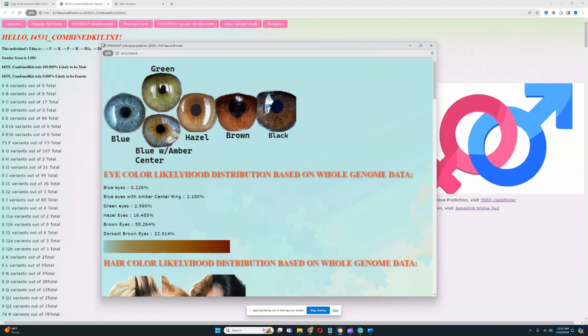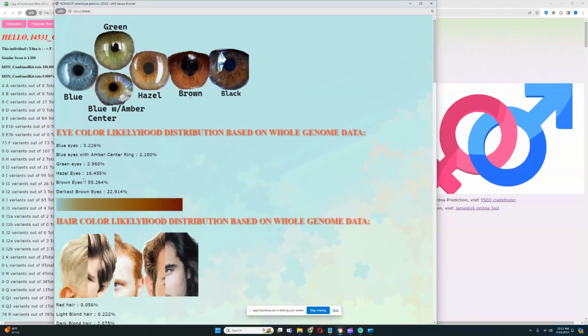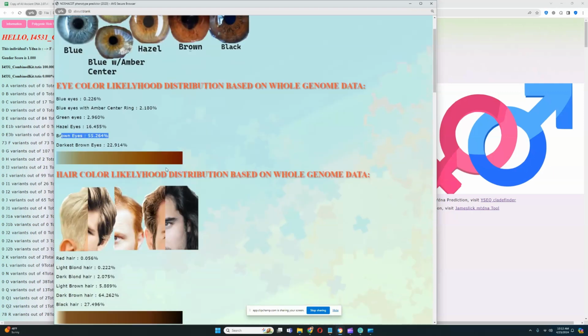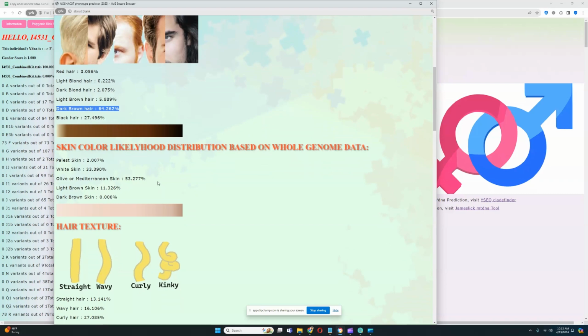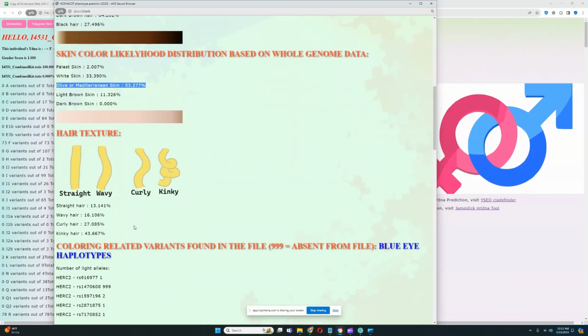So it looks like they have brown eye color. 55% likelihood of brown eyes, definitely very, very dark eye color. For hair color, dark brown hair color. For skin color, olive or Mediterranean skin tone. For hair texture, looks like they actually have kinky hair texture. Definitely very interesting. But for the hair texture, the prediction is not very precise.